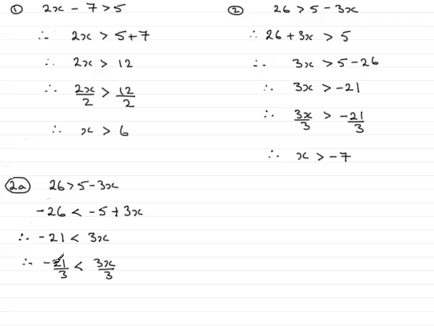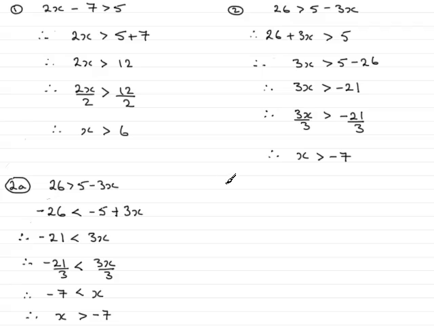So now we have minus 21 divided by 3, which is minus 7, is less than, and 3x divided by 3 is x. Now it's not a good idea to have the x on the right hand side when we finish. So this says minus 7 is less than x, or you could read it in the other direction as x is greater than minus 7. So if I change it round, I finish with x is greater than minus 7. And that agrees with what we had up here.